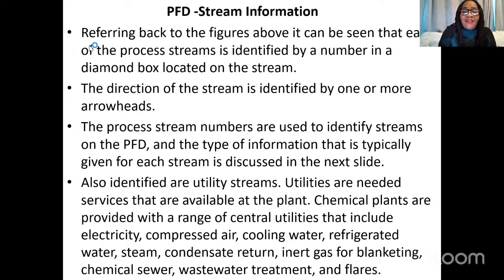We also have utility streams. These are the needed services that are available at the plants, like cooling. Chemical plants are provided with a range of central utilities that include electricity, compressed air, cooling water, refrigerated water, steam, and so on. That is also identified on the PFD. In this case, you'll see it looks round, with a stroke crossing in the middle of the circle. That's how it looks. When I go back there, I will show you.